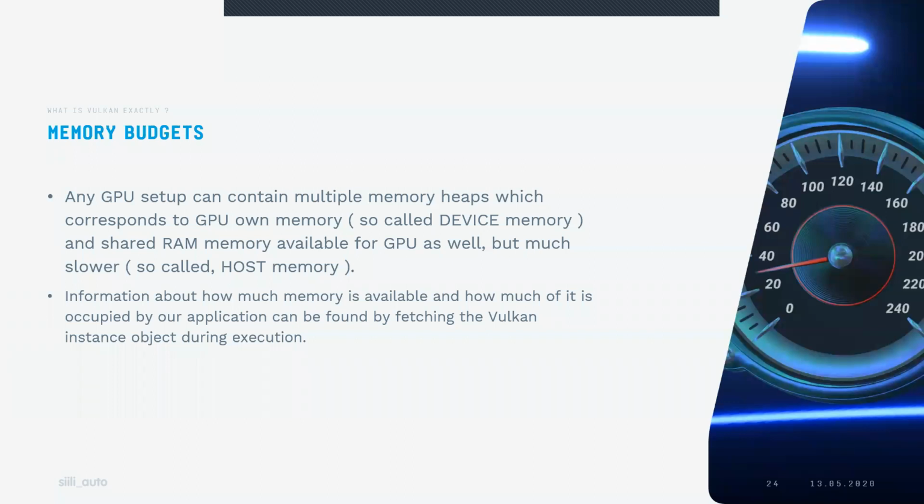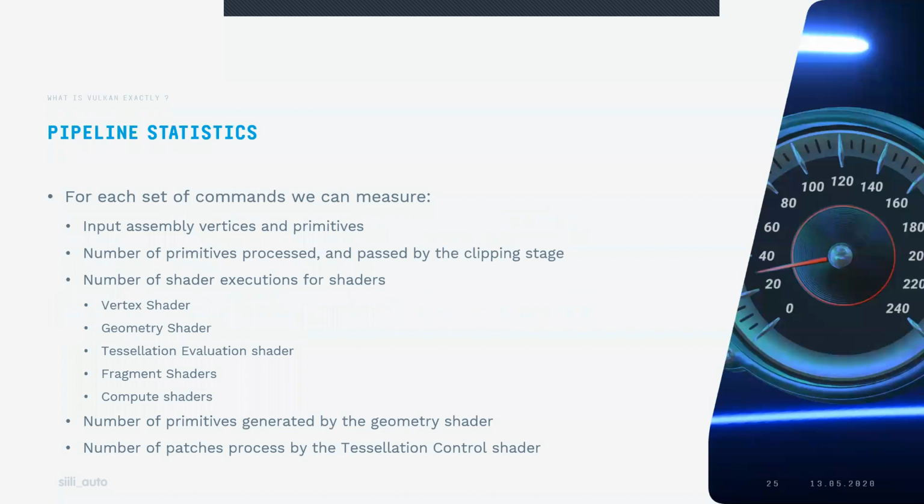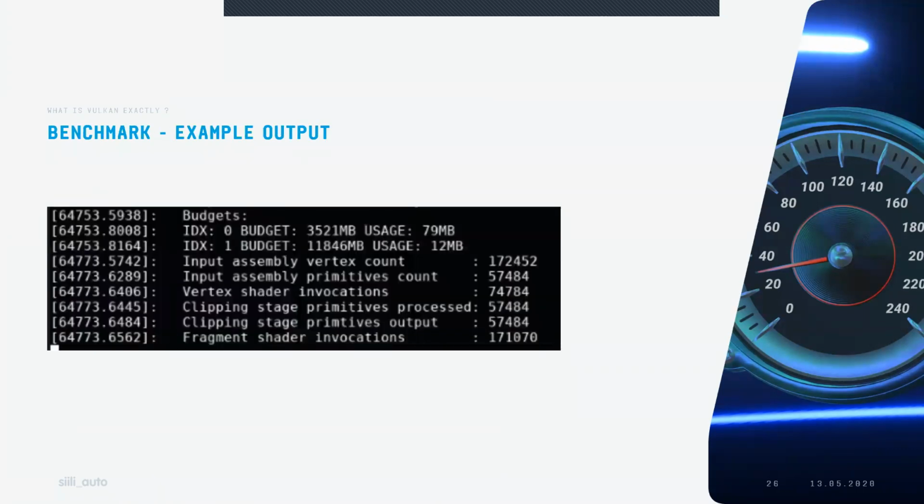Yeah, and also when we're talking about extensions, memory budget is of course not the only one that can be used with Vulkan. There's also an additional one, pipeline statistics. The pipeline statistics can tell you exactly how many vertex, geometry and any other shaders are being invoked between two commands in the command buffer. And additionally, it can give you the number of primitives that were processed and the number of primitives that passed the clipping stage.